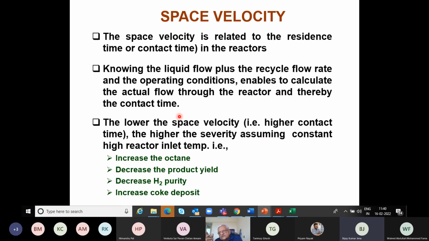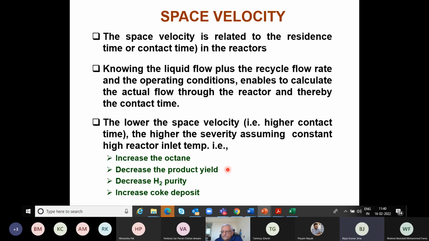So temperature and space velocity are actually opposite to each other. Either an increase in temperature or a drop in space velocity. Both ways, you increase the severity of reforming. And thereby you increase the octane. You increase the octane, but you reduce the yield.